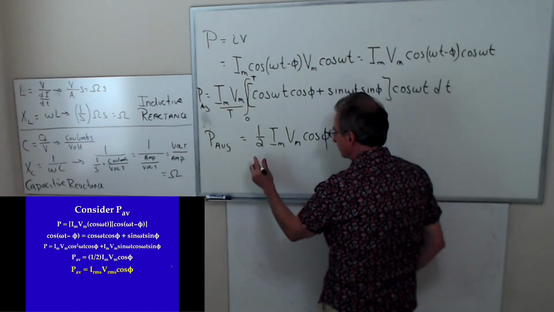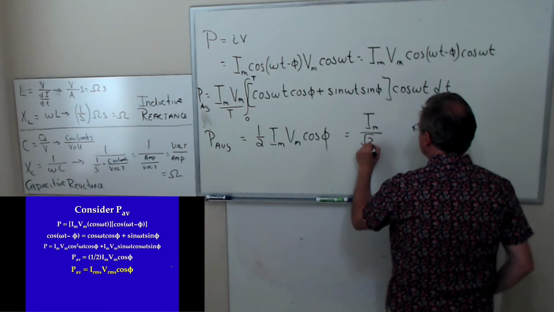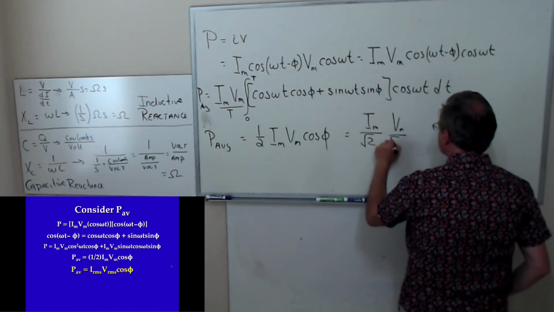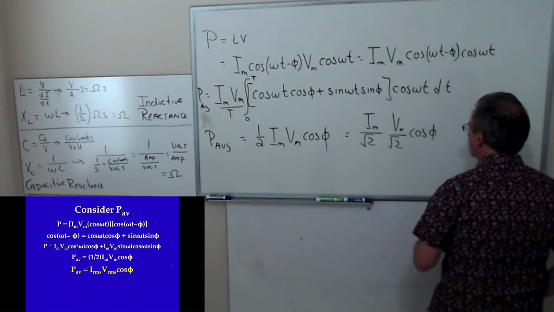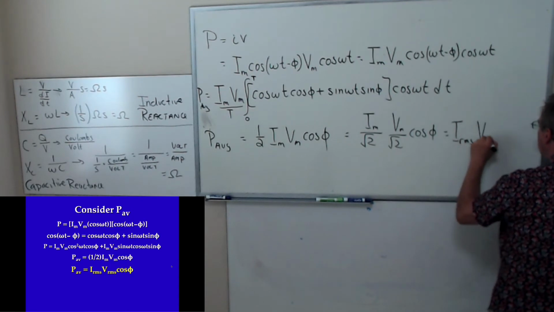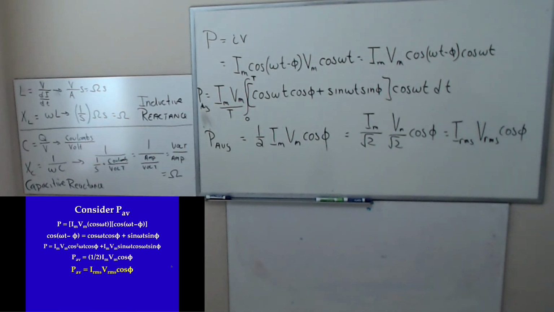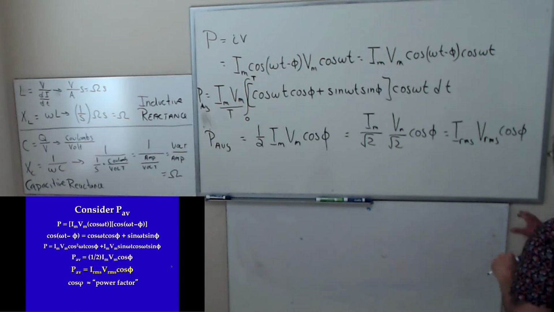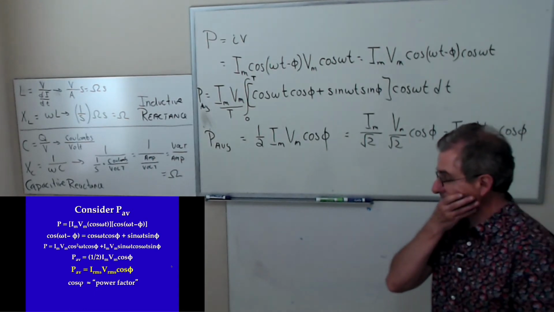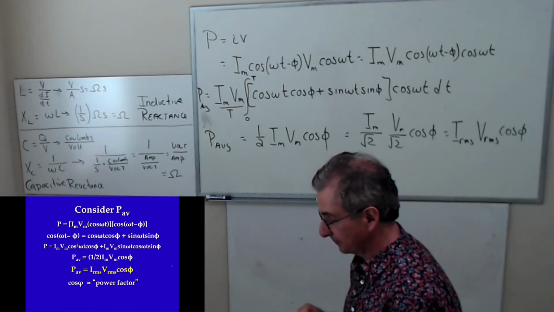But this can just be written as I max over the square root of 2 times V max over the square root of 2 cosine of phi, which is I RMS times V RMS cosine of phi. That's the average power dissipated in my circuit. Cosine of phi is called a power factor. Okay, cosine of phi is called a power factor.